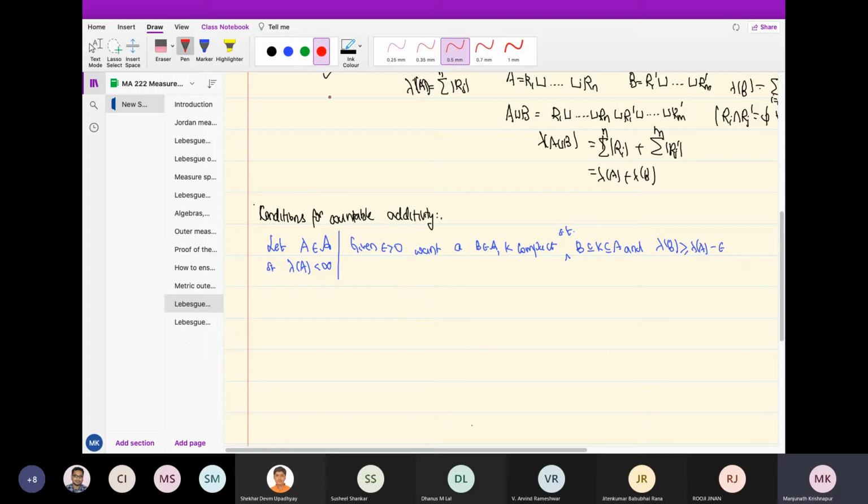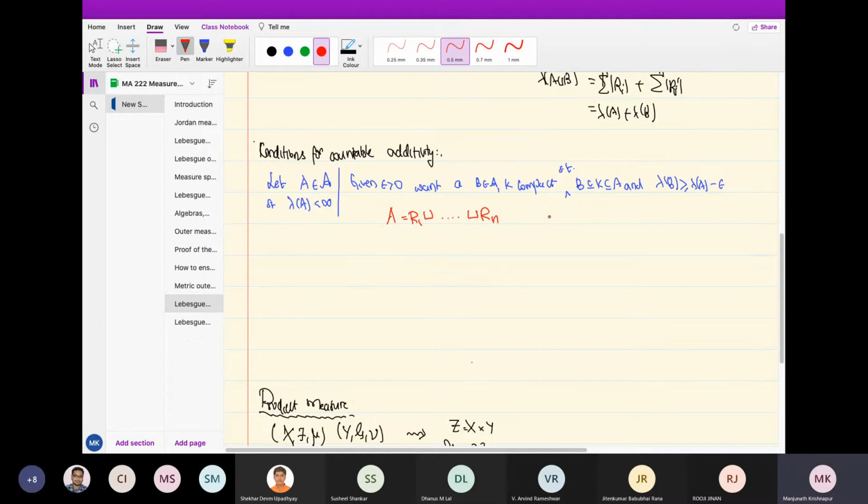Now, how do I ensure that? It is very easy. To start with, A is in the algebra, so you write A as R_1 disjoint union up to R_n, where each R_i, take one of the R_i, say R_1, looks like (a_1, b_1] cross (a_2, b_2] cross up to (a_D, b_D]. Okay, it looks like this, right? So it is all finite. Now I want a compact set contained inside, and an algebra element in that, such that the measure is only slightly smaller.